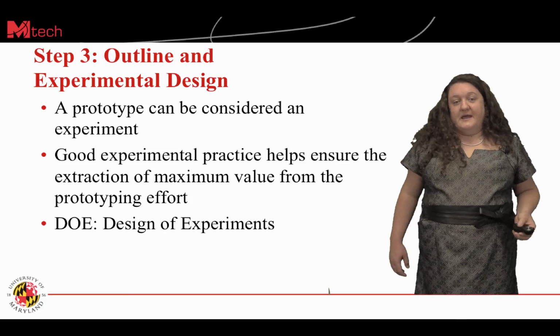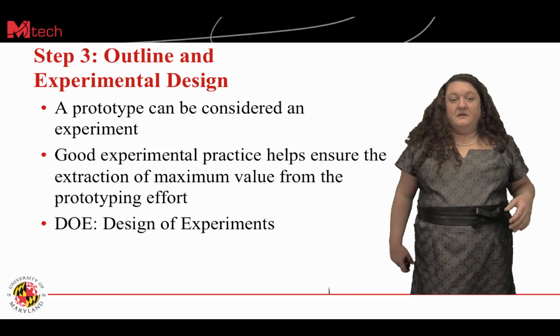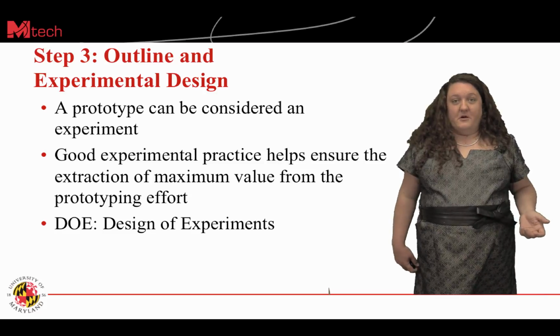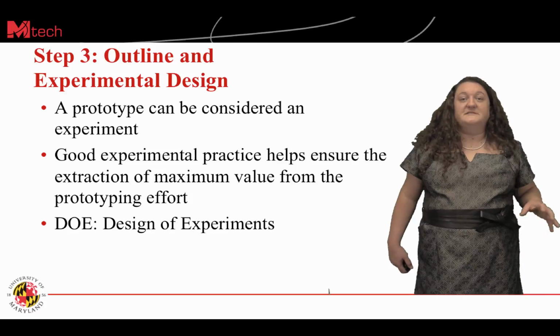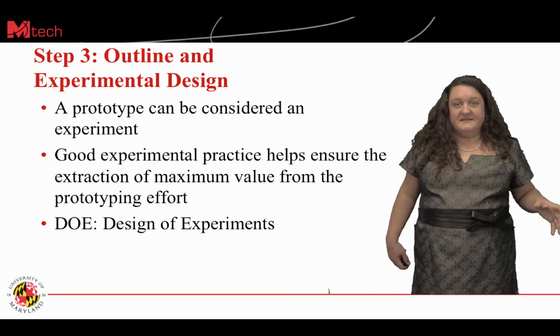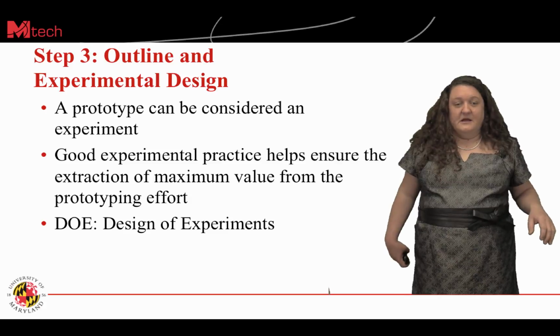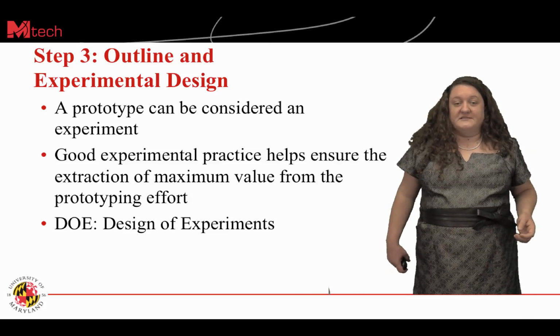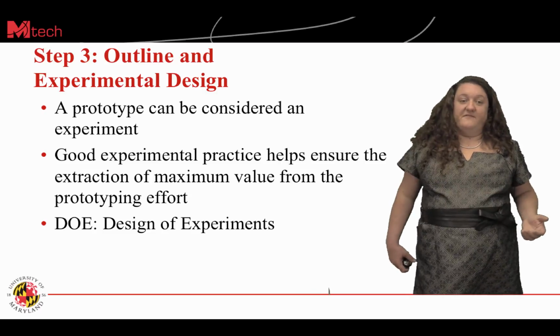So with outline and experimental design, which is the 3rd step, a prototype can be considered an experiment. So make sure that you've properly planned out the design of experiments with robust testing, the robust design sorts of testing as well. And good experimental practice helps ensure the extraction of maximum value from the prototyping effort.